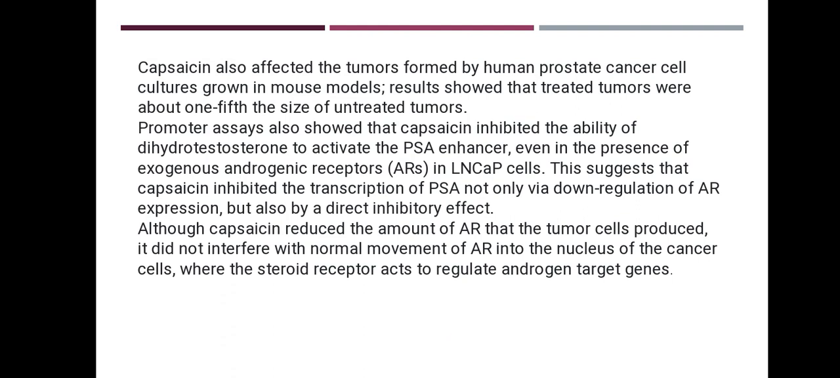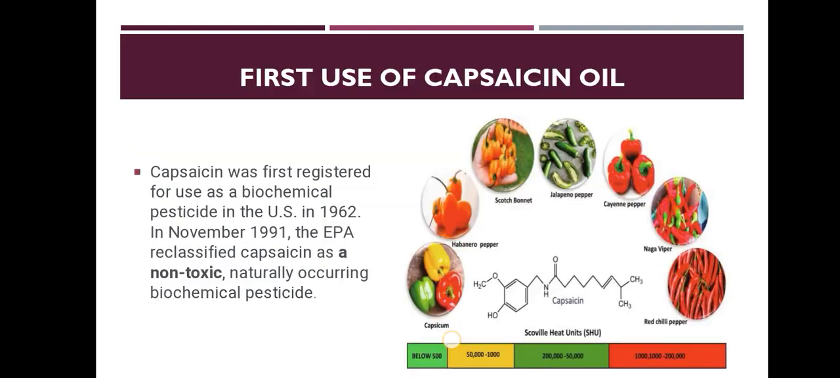This suggests that capsaicin inhibits the transcription of PSA not only via downregulation of AR expression but also by a direct inhibitory effect. Although capsaicin reduces the amount of AR that the tumor cells produce, it did not interfere with normal movement of AR into the nucleus of the cancer cell, where the steroid receptors act to regulate androgen target genes. First use of capsaicin oil.